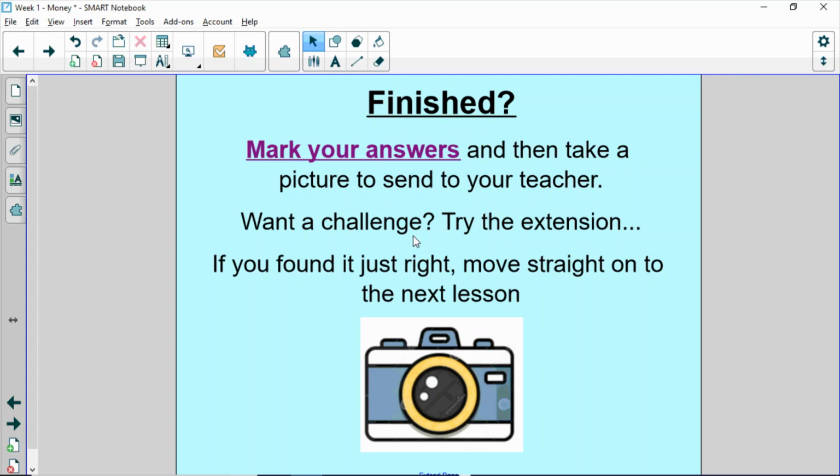If you want to answer some harder questions for maths today and you'd like a challenge, well, try and download and answer our extension questions which are on our learning document. Remember, these are completely optional, which means you don't have to do it at all. It's just if you want to answer some harder questions there. If you found it just the right level today, well, leave maths there for today and then move straight on to your next lesson.